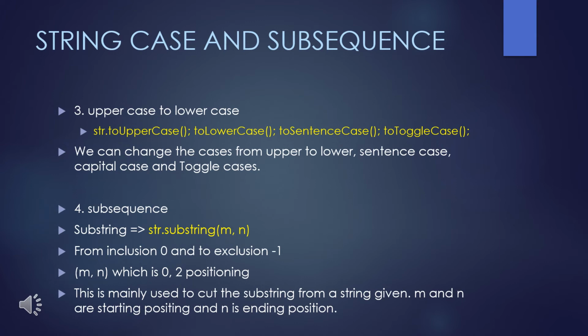Toggle case means, for example, jQuery: J will be small and query will be capital letters, like that it will work. And the fourth question is substring and subsequence. So substring of m comma n: I am giving m as 0 and n as 2, which means from position 0 it starts, and up to 2 it finishes the execution. So this substring from 0 comma 2 will be stored as the string. This can sometimes cause memory leak problems, but this is the substring concept.